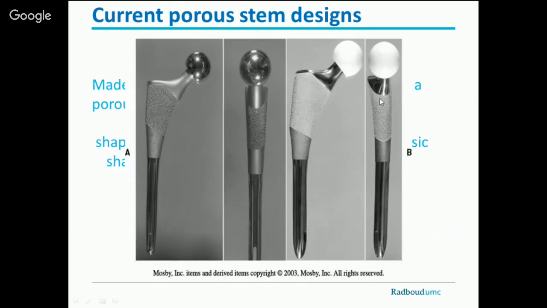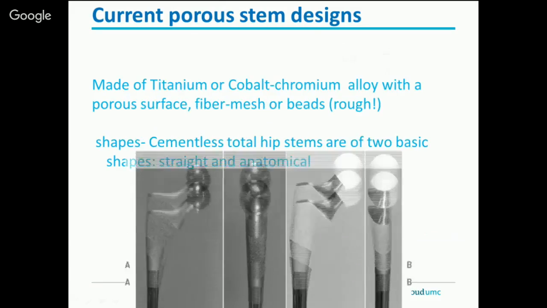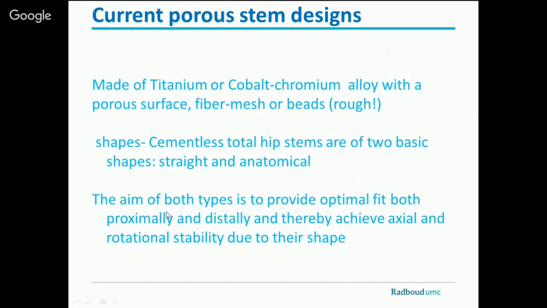So the surgeon should always take care what is on the prescription. Is this a left prosthesis or a right prosthesis? If it's symmetric, it doesn't matter. And the idea is that this fits better with the curvature of the bone. I think that there are not many studies showing the real benefits, but the concept, of course, is logical. And the aim of both types is to provide an optimal fit, both proximally and distally, and thereby achieve axial and rotational stability. Okay.